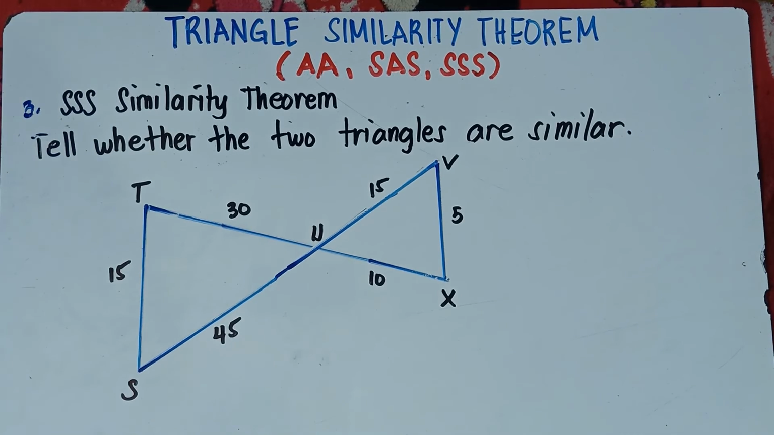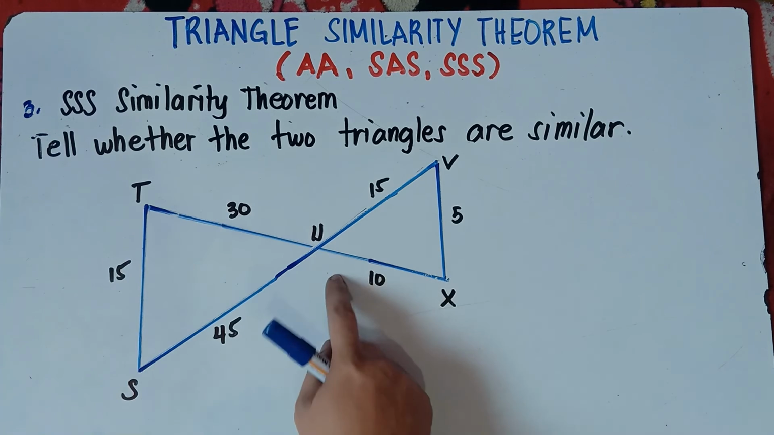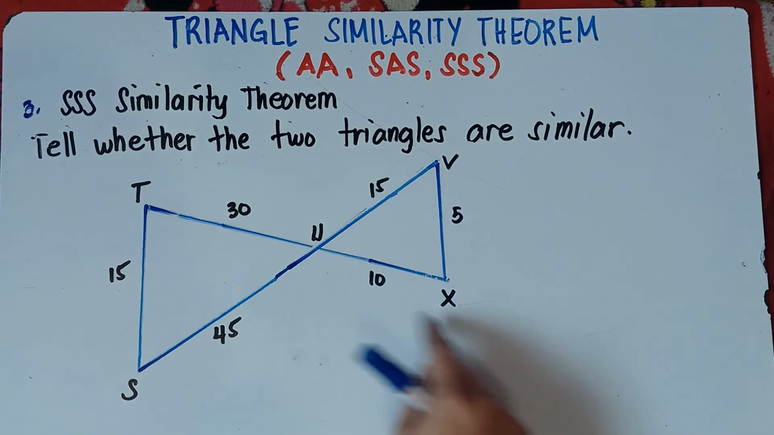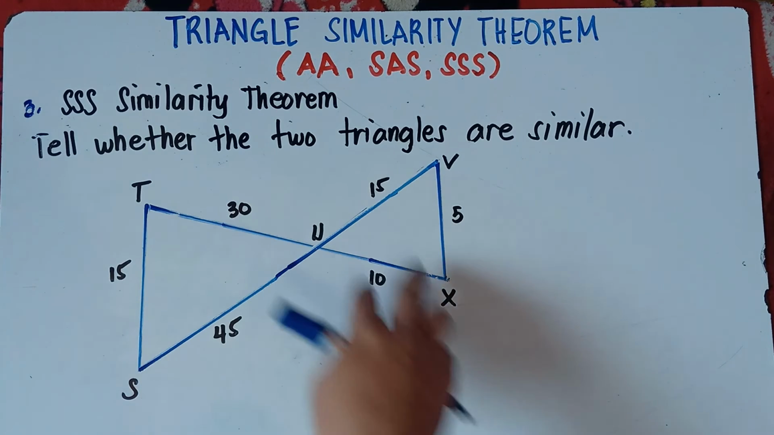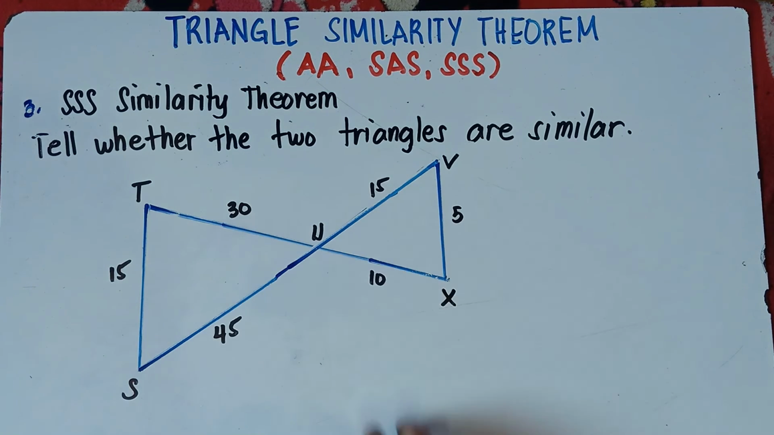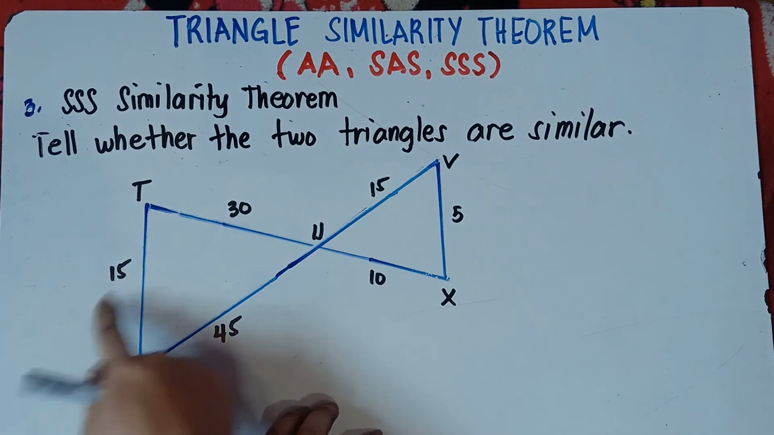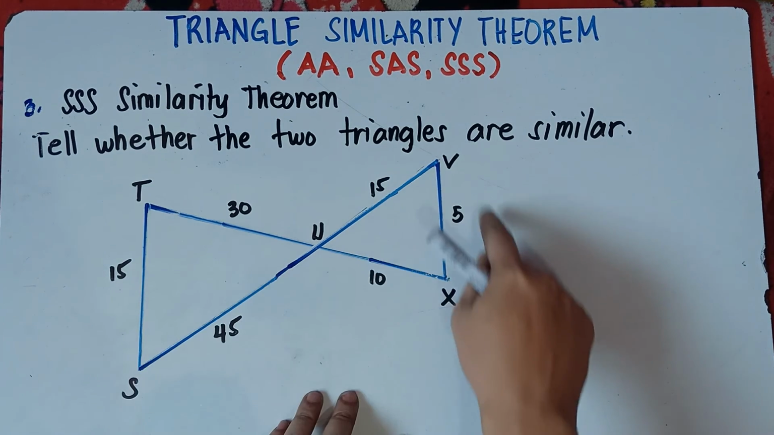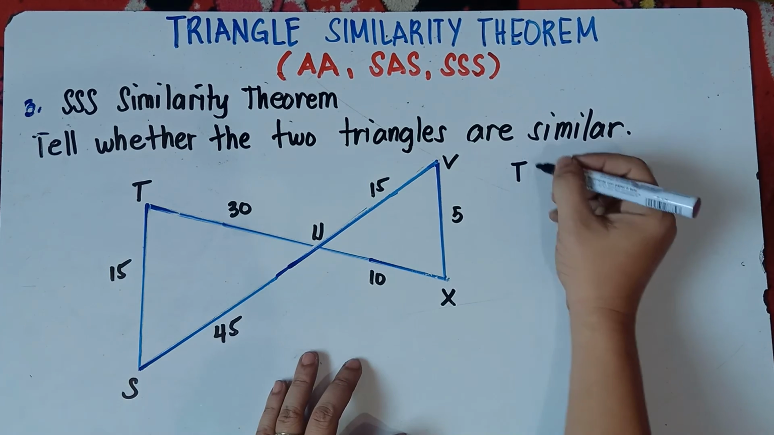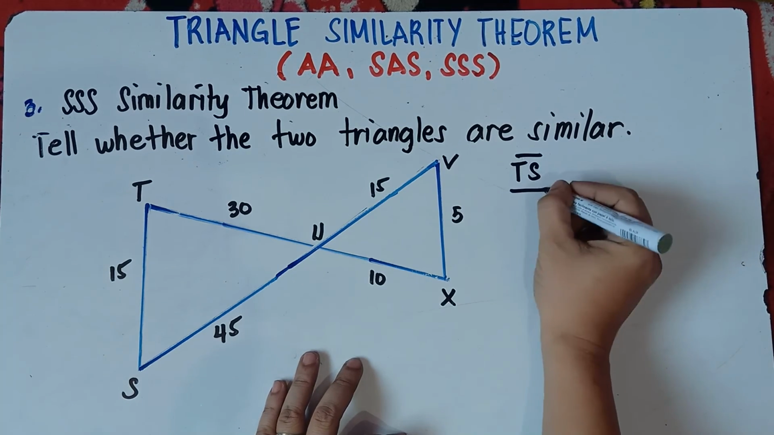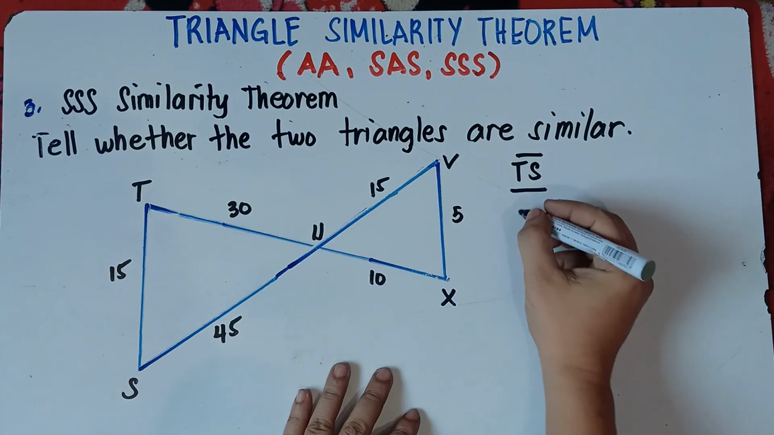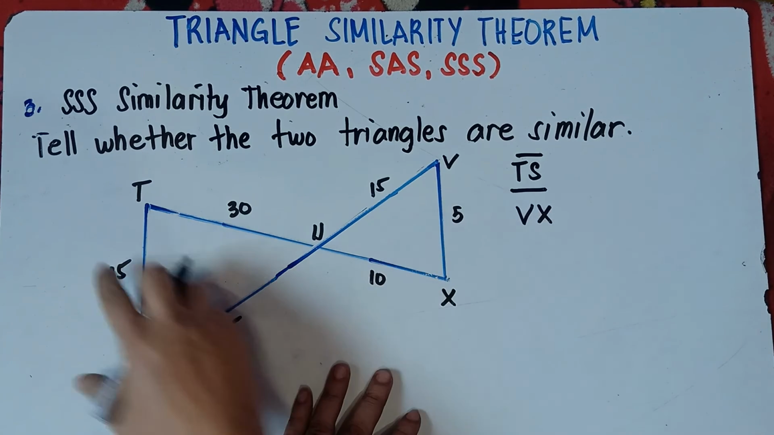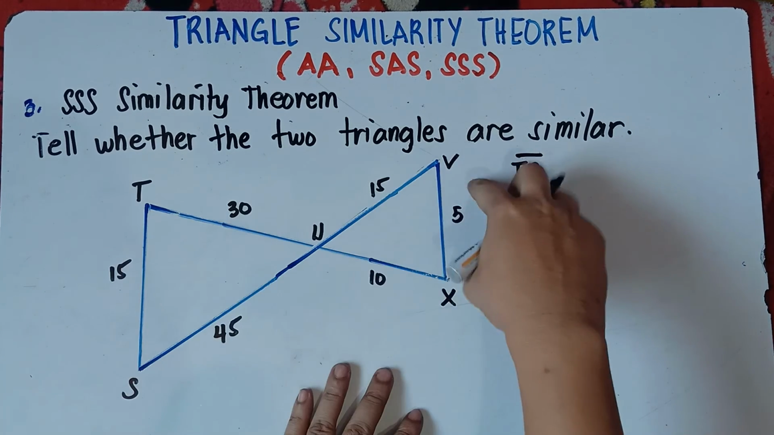Alright, so once again, you're going to tell if these two triangles are similar. So triangle STU and triangle VXU. Once again, we have given sides. So let's check if the sides are proportional. This side corresponds to this side. So TS corresponds to side VX. So line segment TS over line segment VX, the big triangle over the small triangle.